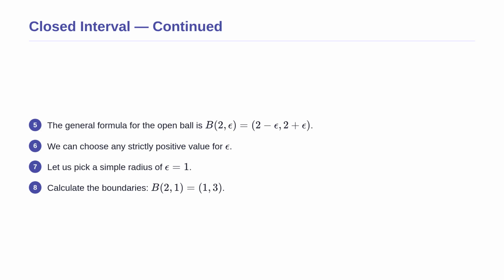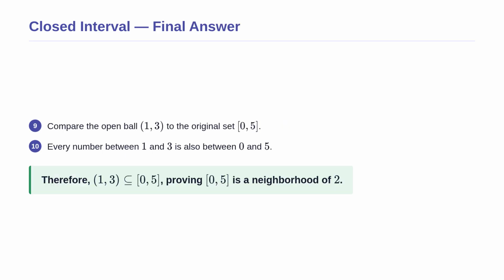By plugging this in, our open ball becomes the open interval from 1 to 3. Now we compare our test bubble to our original set. Every single number strictly between 1 and 3 is clearly also between 0 and 5. Therefore, our open ball is completely contained within the set. Because we successfully fit a bubble around the point 2, we have proven that the closed interval is indeed a neighborhood of 2. The point is safely inside the buffer zone.